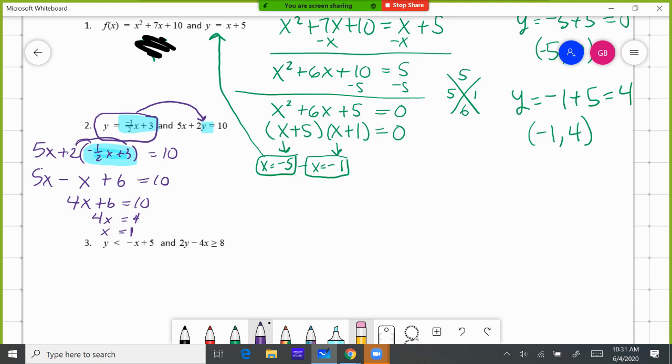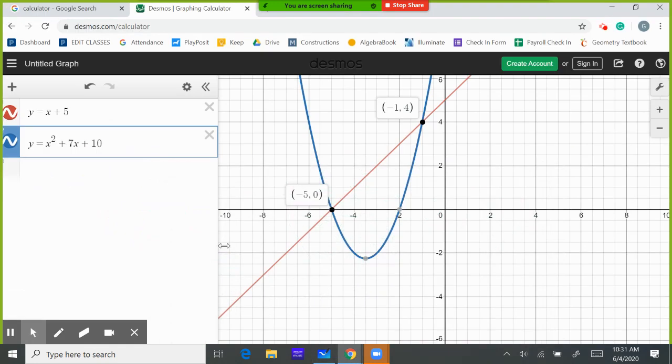So now that I know that x is equal to 1, I could find the y value by substituting it into the formula up here. So y equals negative 1/2 times 1 plus 3. So y is equal to negative 1/2 plus 3, which is 2.5. So the solution is 1 comma 2.5. Again, I could verify it by graphing it.